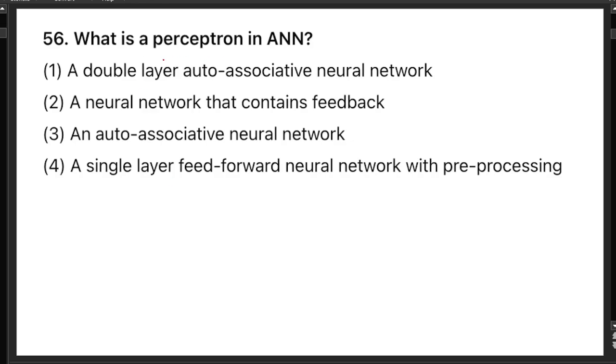Let's see this problem. What is perceptron in ANN? Option A is double layer auto associative neural network. Option B is a neural network that contains feedback. Option C is an auto associative neural network, and option D is a single layered feed forward neural network with pre-processing. So first let's understand what is perceptron.